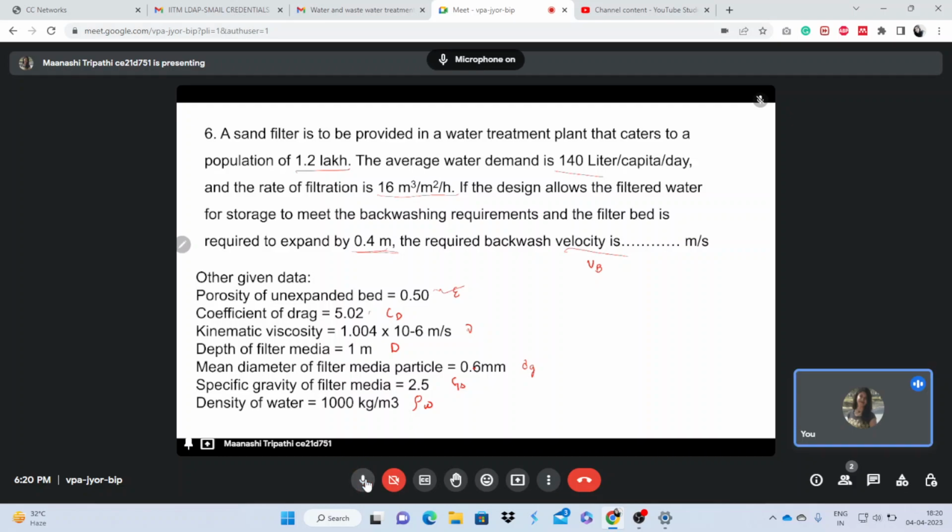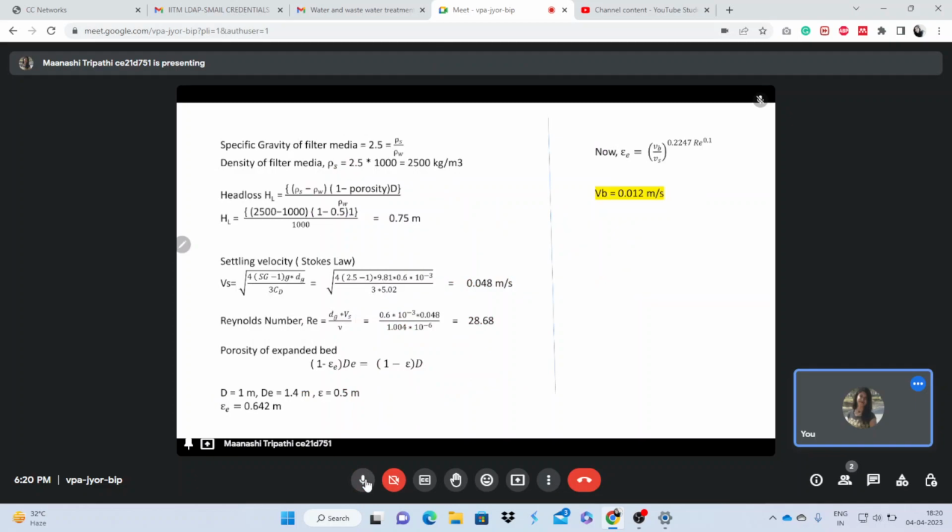Okay, we will move towards the solution. So this is the solution for that. Specific gravity of filter media is given as 2.5, which is equal to rho S upon rho W, meaning density of the filter media particles divided by density of water. So what is the density of the filter media particle? It will be 2.5 into 1000, that is 2500 kg per meter cube.